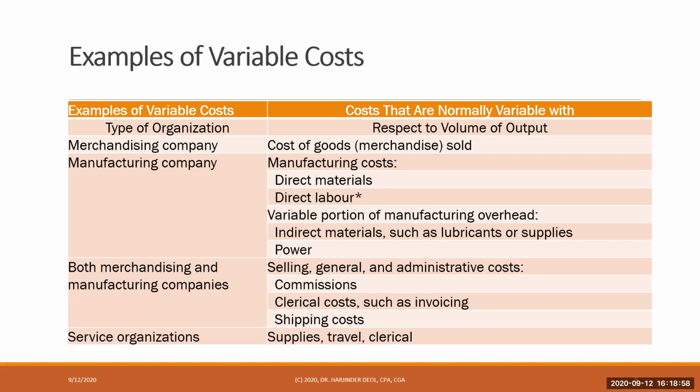Now, I do want to caution you that in most places, the clerks are paid a salary. So there may be a certain element of fallacy here if I pretended that all clerical costs are variable. So this could be something to revisit at a later point in time. For service organizations, i.e. organizations that don't actually sell goods but provide services, some examples of variable costs would include the cost of supplies consumed in providing the services, travel costs, and clerical costs.